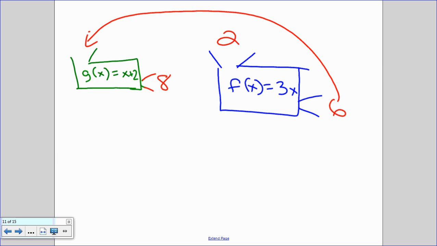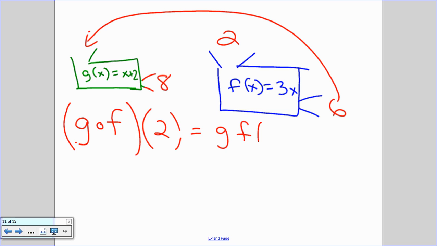So it goes into f first, we said, so it's g composed with f of 2, which is g of f of 2. So once again, we read left to right and compose right to left. So here we have a case where f of 2, we said was 6, and then g of 6 is 8. So that's our composition.